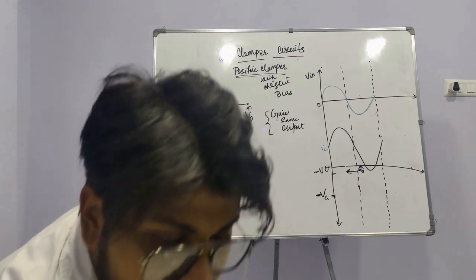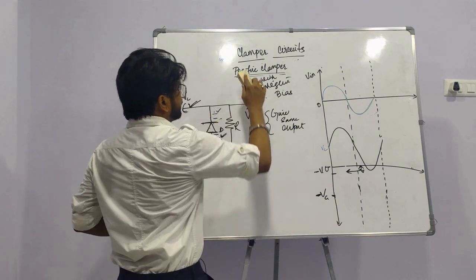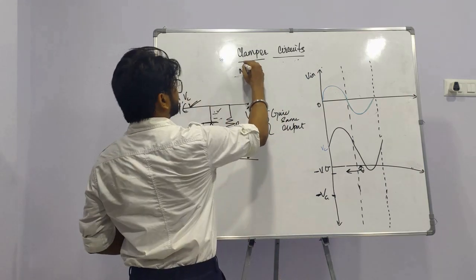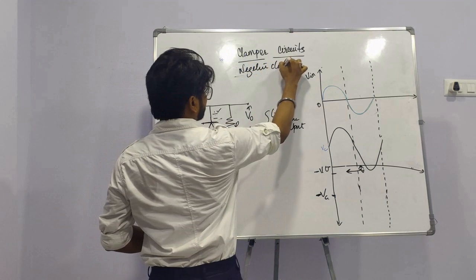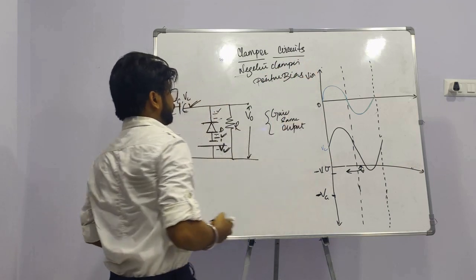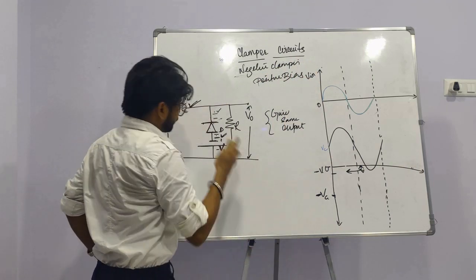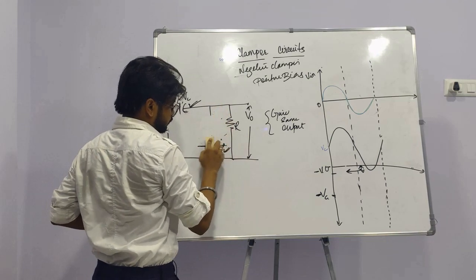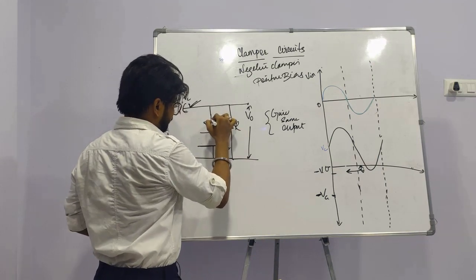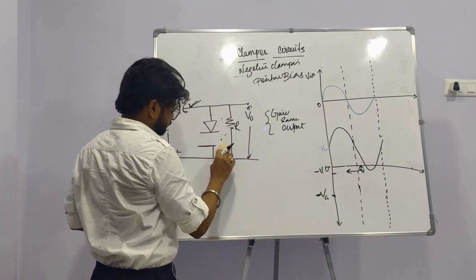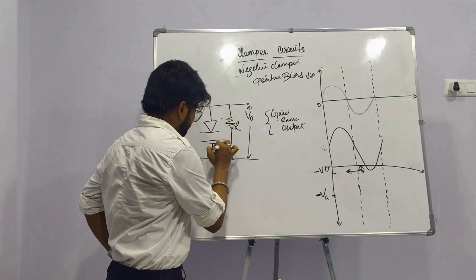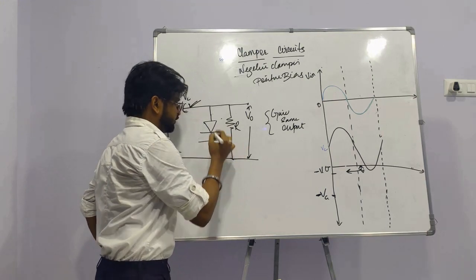Now let us move to negative clamper with positive bias. In negative clamper with positive bias, we have to alter the diode, and for positive bias condition, we have to add a plus V, that is the DC source.